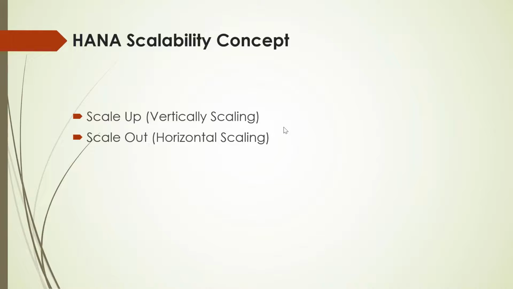Scalability means upgrading the HANA database hardware by adding CPU, RAM, or by adding nodes. So we have two types of scaling: scale up and scale out. Scale up means you are upgrading your HANA database by adding CPU and RAM, and scale out means you are scaling horizontally by adding nodes to the HANA system. We'll see that.